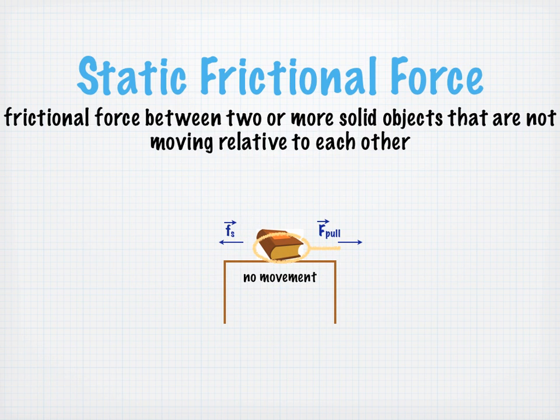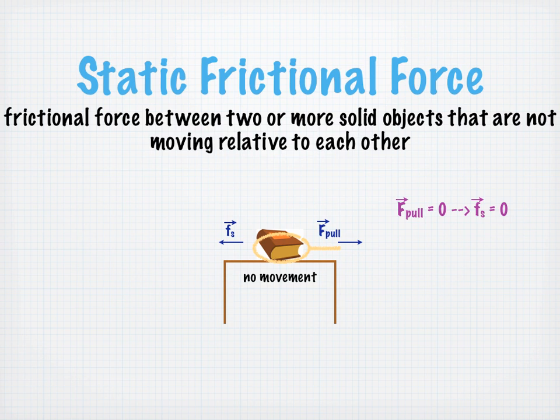Just because there's no movement, it doesn't mean that the magnitude of the static frictional force is 0. If there's no pulling force, or the pulling force is equal to 0, then the static frictional force is also 0. This way, forces are balanced and there's no horizontal acceleration.